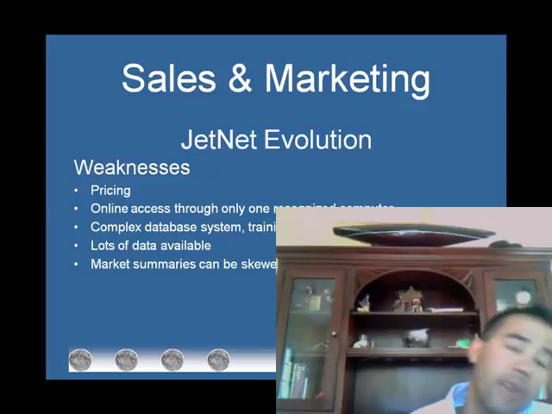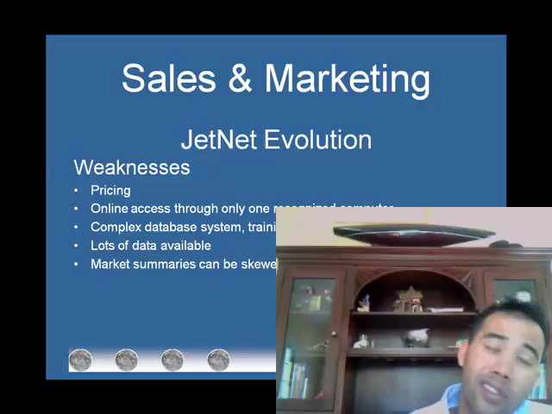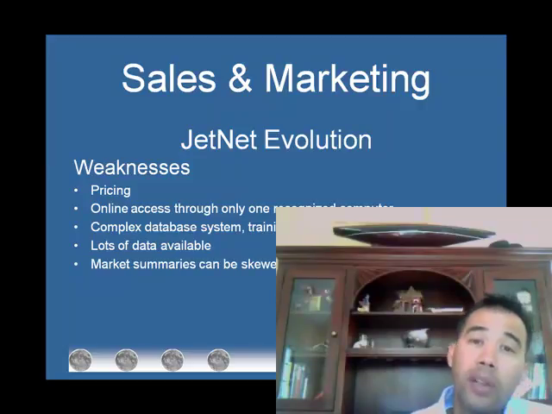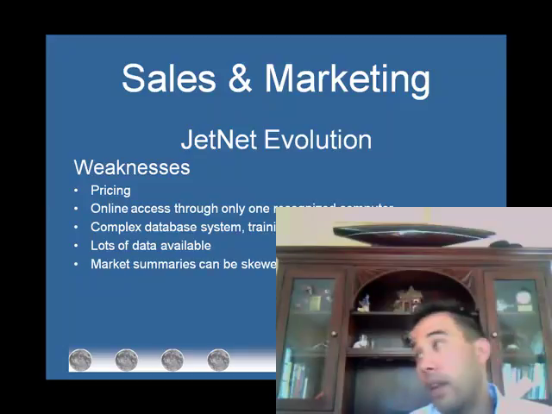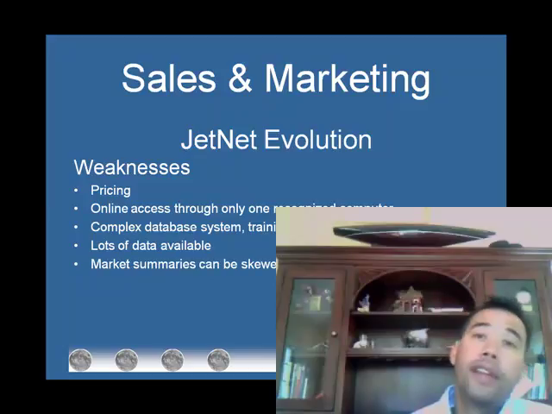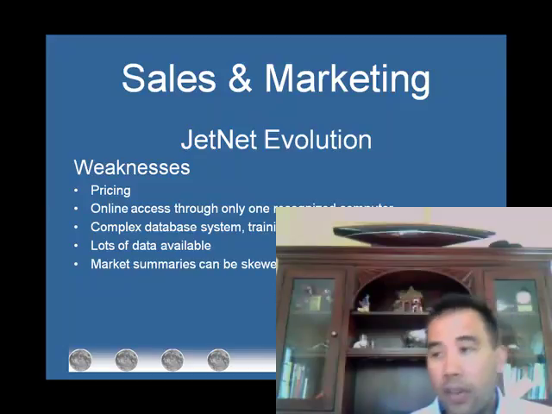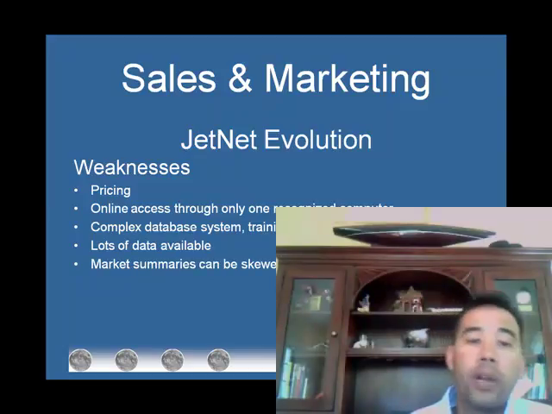You can get a tremendous amount of data off of this system, but that's all it is, data, if you don't know how to manipulate the system and turn that data into useful information. And the market summaries can be skewed. You always have to keep in mind who is making these market summaries that I'm reading. Are they aviation professionals, or are they aviation salespeople, or are they aviation marketing people? Everybody has a different line and a different opinion when it comes to a market, and we need to understand that and be aware of what our market is and who wrote the summary of the market that we're reading.